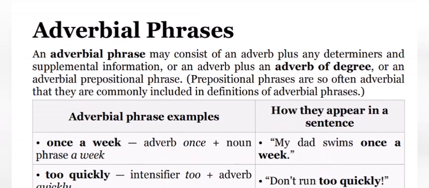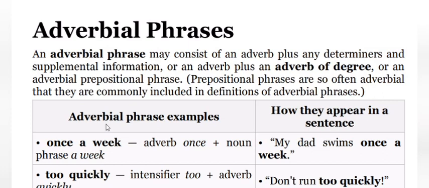Adverbial phrases. An adverbial phrase may consist of an adverb plus any determiner and supplementary information, or an adverb plus an adverb of degree, or an adverbial prepositional phrase. Prepositional phrases are so often adverbial that they are commonly included in definitions of adverbial phrases.